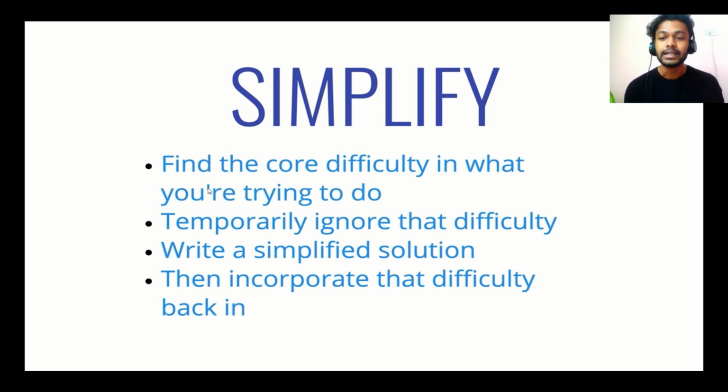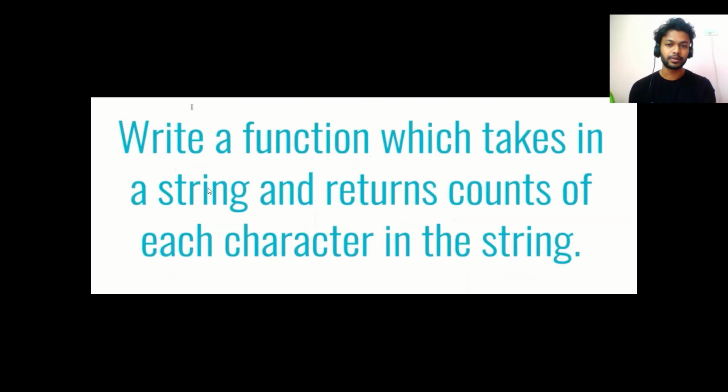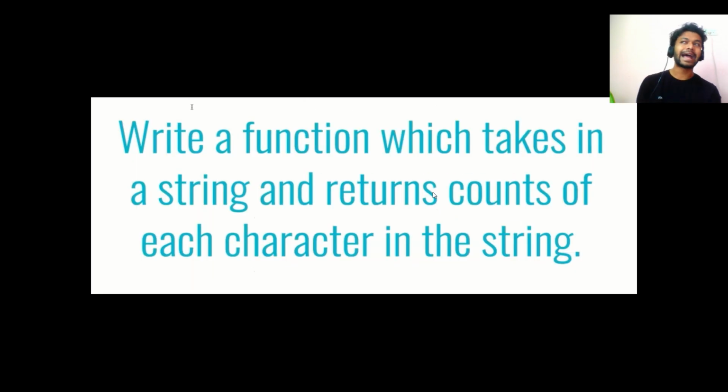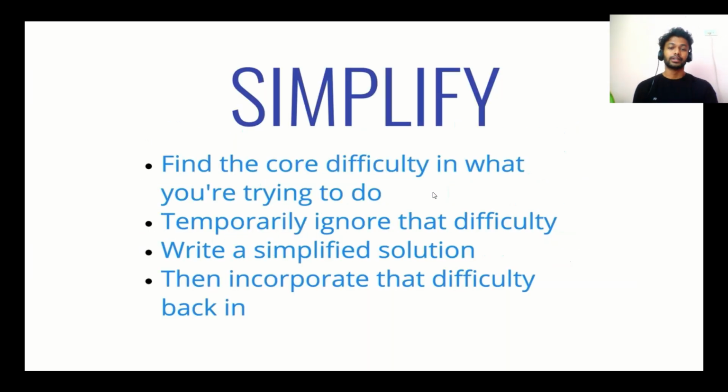Yeah, that's what I told. Write a simplified solution. For example, here, if the char is a number and a letter, just focus on this part. And is a key? Ignore that part for now. We'll add that sophistication into the conditional check later on. Okay, not right now. Anyways, then incorporate the difficulty back in later on.